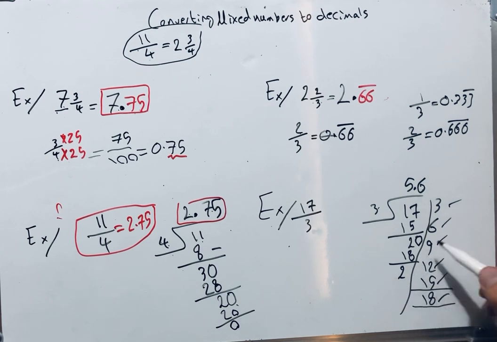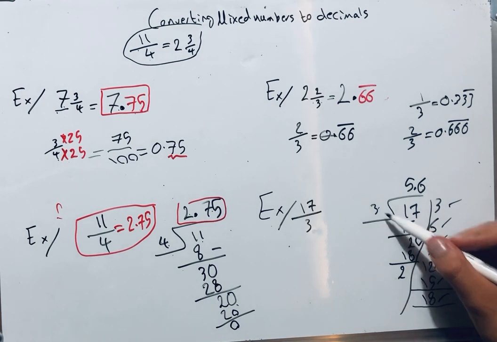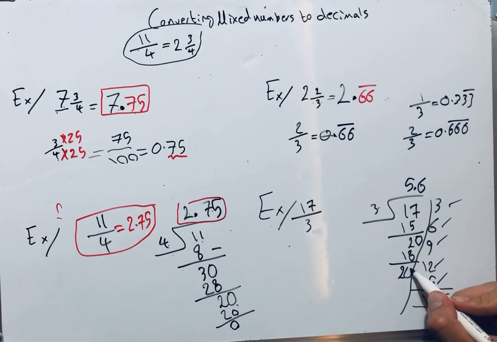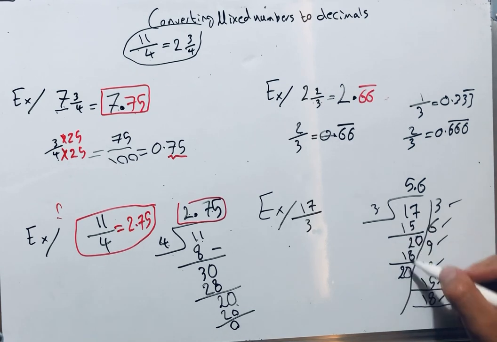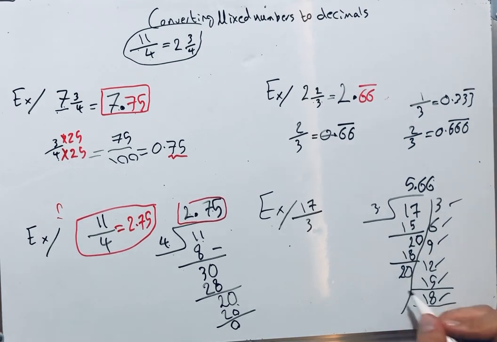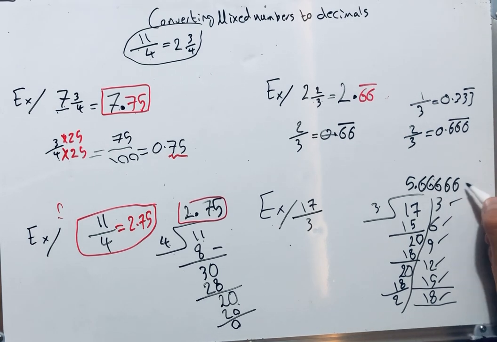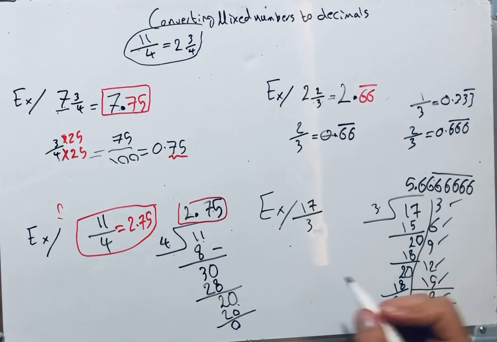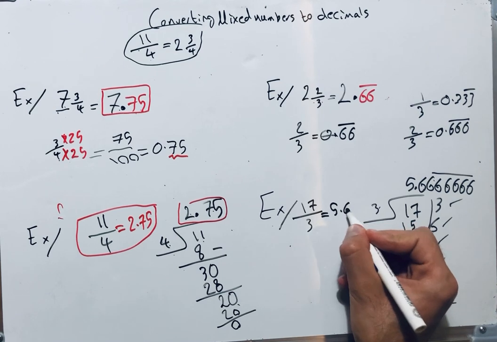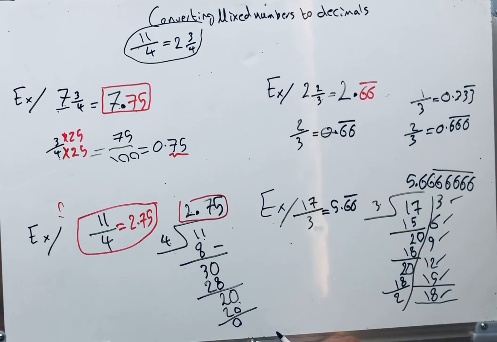Now you can go on and say how many 3s in 2? None. So we add a 0. Again, how many 3s in 20? 6. So again, 18. You get the idea. So this is going to repeat like this. So it's going to be 5.6 repeated.